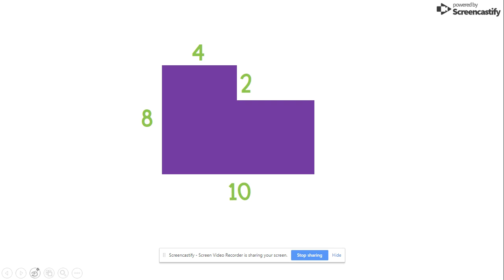First off, I see that I have missing sides, so I want to find those missing side lengths before I begin breaking my shape down. I'm going to trace my vertical sides first. I have 8, 2, and blank. Your two smaller sides are going to add to give you your longest side. Since 8 is the longest line, I know that 2 plus blank equals 8, and that is going to be 6.